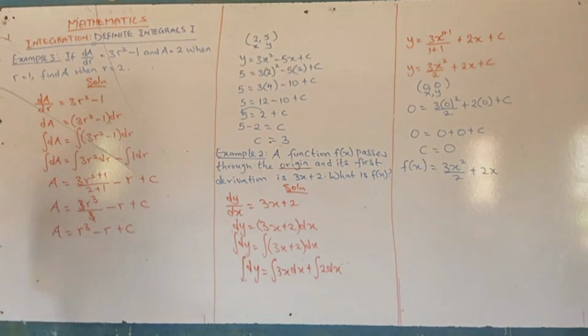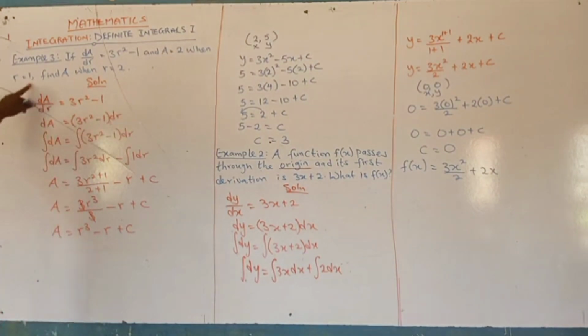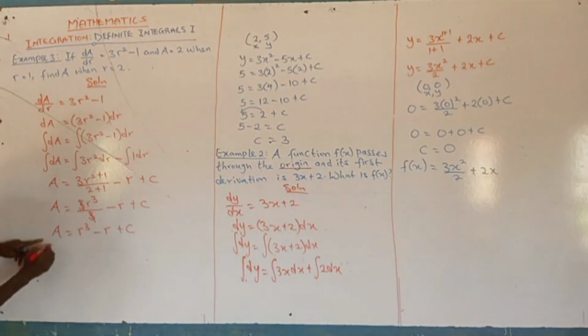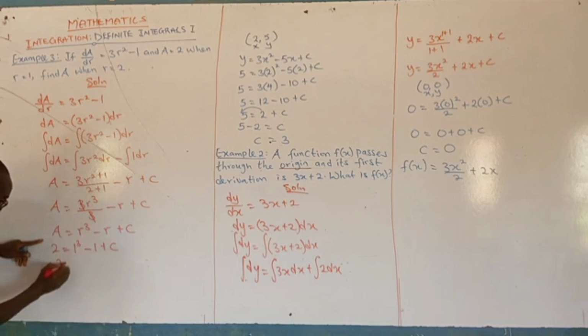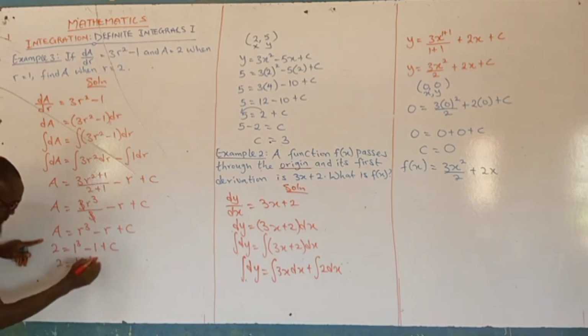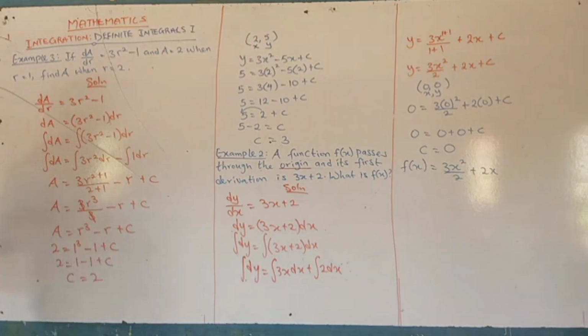This is our equation, in which we have gotten the value of A equals r cubed minus r plus c, our original equation before it was differentiated to give this value. Now let's proceed. A equals 2 when r is equal to 1, meaning that anywhere we see A, we put 2, and anywhere we see r, we put 1. Our A here is 2 equals our r, which is 1, raised to power 3 minus 1 plus a constant c. 2 equals 1 in 3 places, we have 1 minus 1 plus c. 1 minus 1 is 0. So our constant c equals 2.